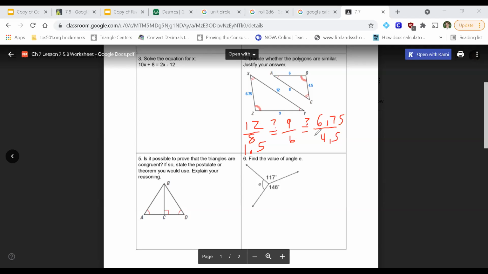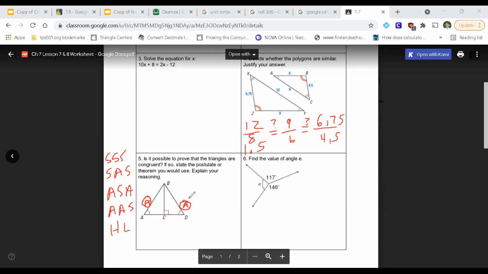Any other homework questions? Okay. 5, same worksheet. Is it possible to prove the triangles are congruent? So remember, there are 5 ways to show triangles are congruent: side, side, side; side, angle, side; angle, side, angle; angle, angle, side; and hypotenuse leg. For these triangles, it's marked they have one pair of angles in common, right? A and D.